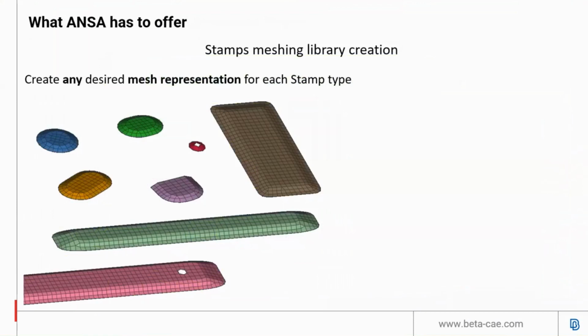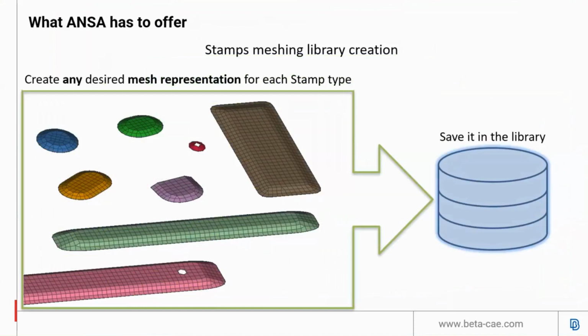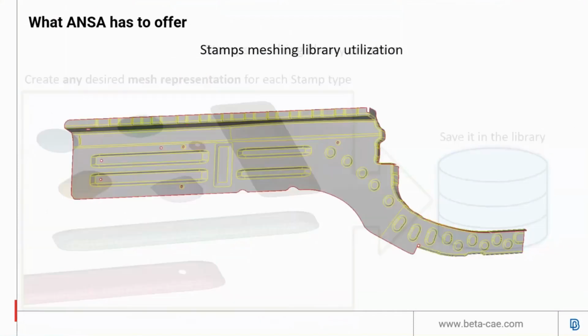The user must create a mesh representation for each stamp geometry and save these mesh representations in the library. An important thing is that each stamp geometry may have more than one mesh representation saved in the library. Example, mesh for crash or NVH analysis, 3mm or 5mm mesh, etc.